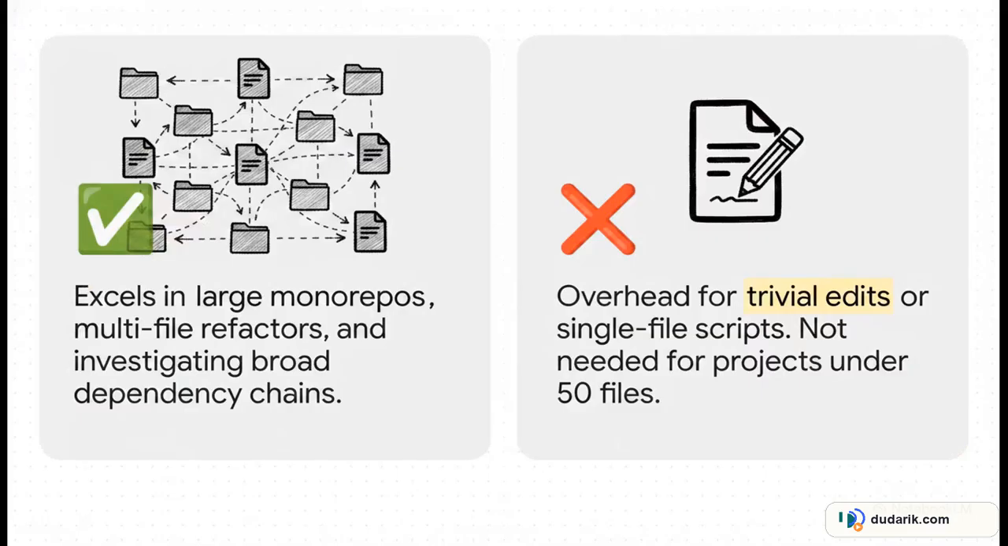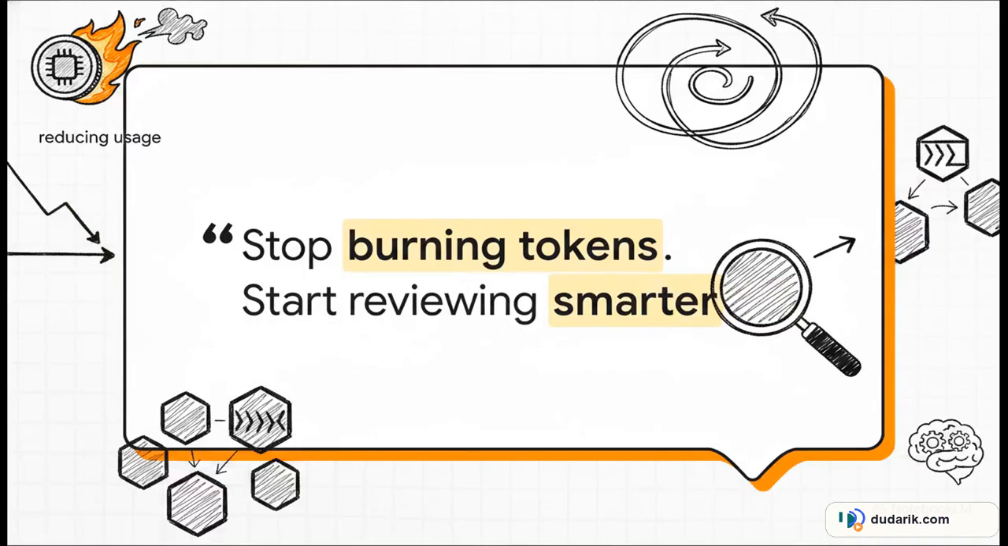The answer's pretty clear. This tool is an absolute monster in complex environments. We're talking large monorepos, big multi-file refactors, or trying to understand deep dependency chains. That's where you get those huge token savings. On the flip side, if you're just fixing a typo in a single simple script, yeah, the setup is probably overkill. And this brings us right back to that core message, doesn't it? It's a simple, powerful call to action that just perfectly sums up what this tool is all about.